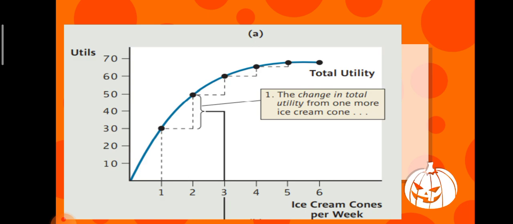Looking at this, we can see that from one cone, she enjoys 30 utils, diba? And when she has two cones, her total utility grows to 50 utils. And so on, until the last cone. Okay? So, throughout the figure, the total utility Lisa derives from consuming ice cream cones keeps rising as she gets to consume more and more of them. So, that is the law of total utility.